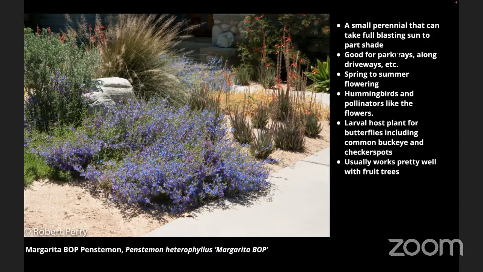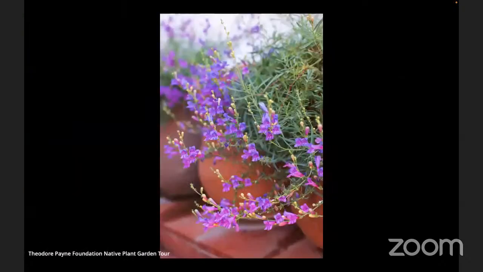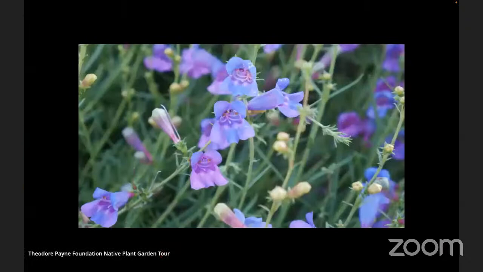Spring to summer flowering, hummingbirds and pollinators love the flowers, good for butterflies, and also can take a little bit more water. So I've actually occasionally used it kind of near fruit trees as well, and it does just fine. Here it is growing in a pot, and just gorgeous color. You can't even take a picture of how lovely the flower color is. It's a purple, but with this iridescent blue color mixed in as well.